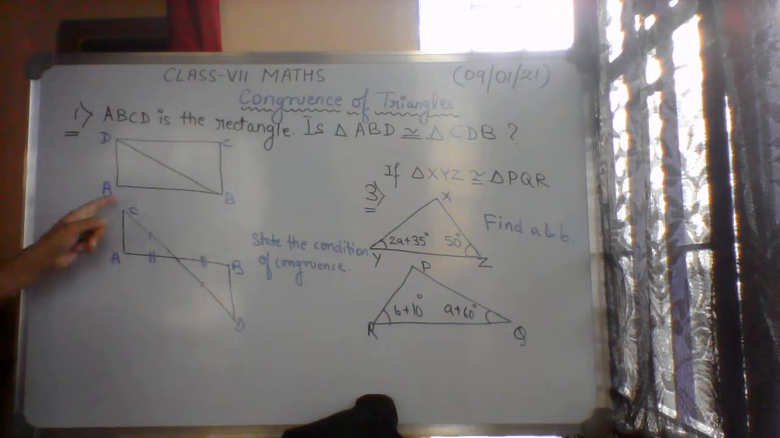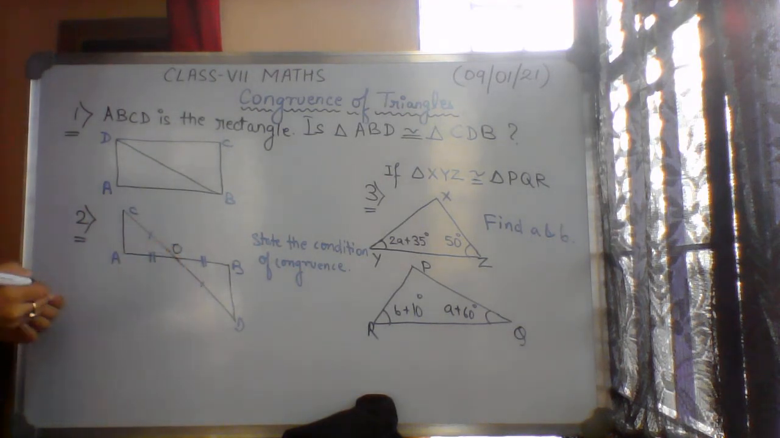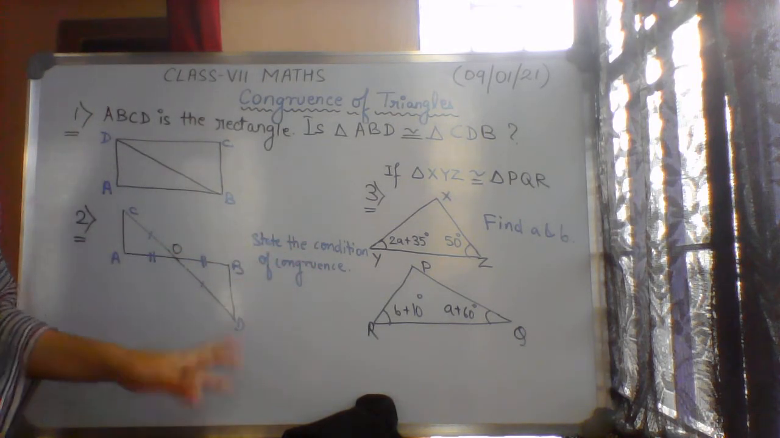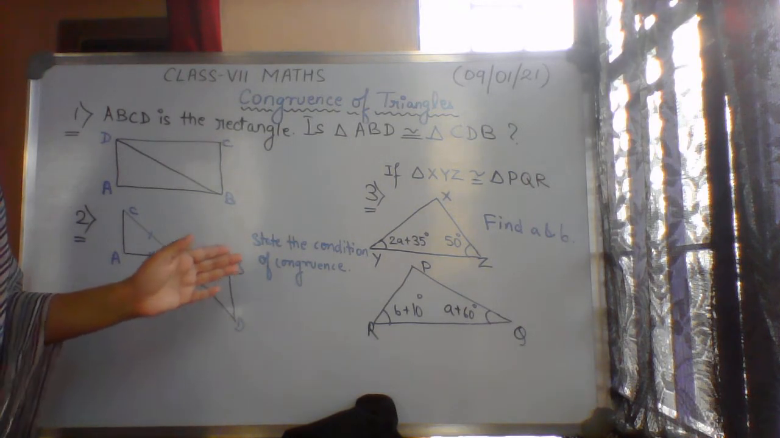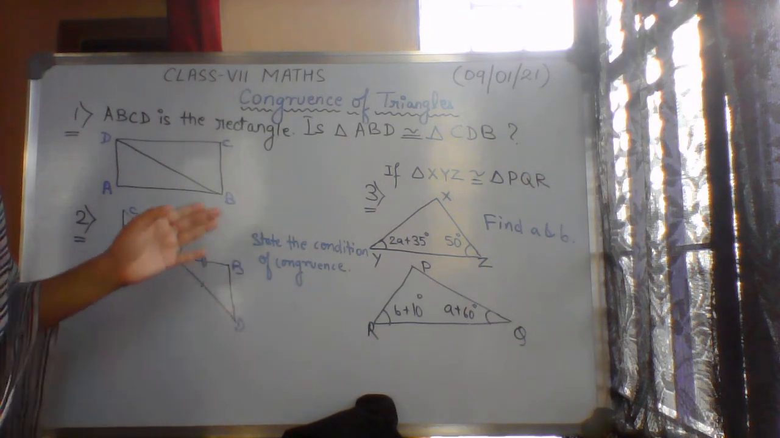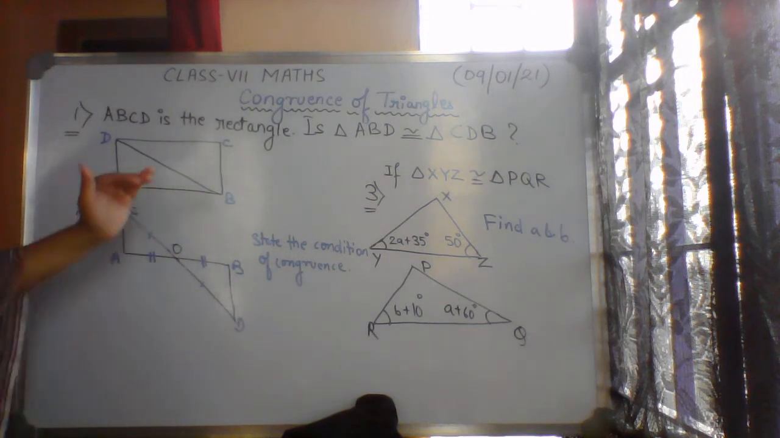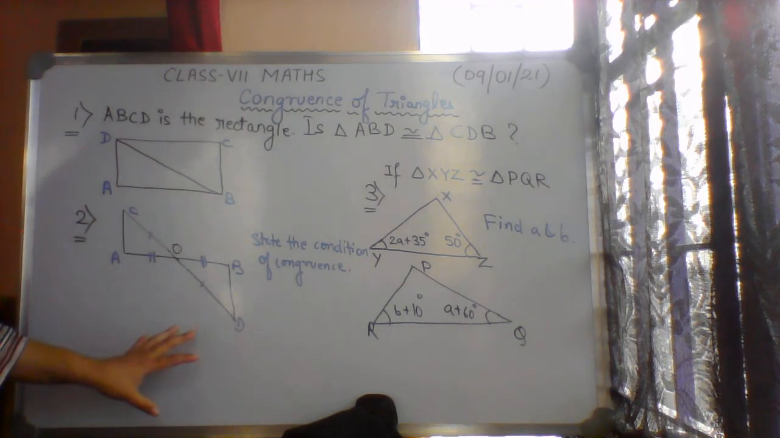Second question: this is the figure given, and this is point O. You have to state the condition of congruency. Not only do you have to state the criteria, whether RHS or SSS or angle side angle, you also have to show how that is coming. So you have to fully solve and show.